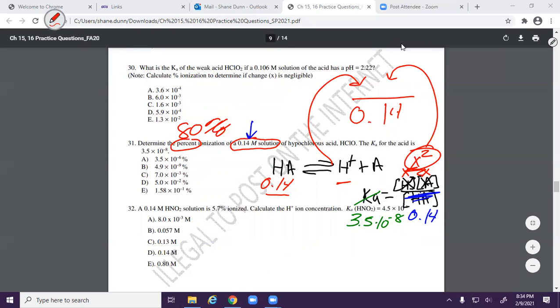What'd you get for X? So 7 times 10 to the negative 5. Okay. So after you plug it into this, you got C. It's all good. What'd you guys get?